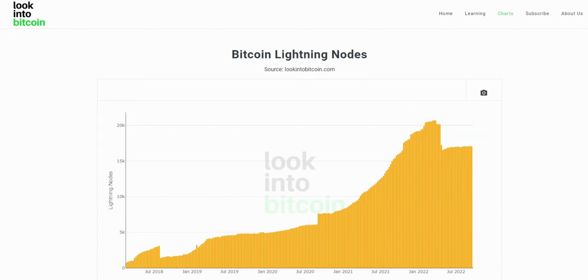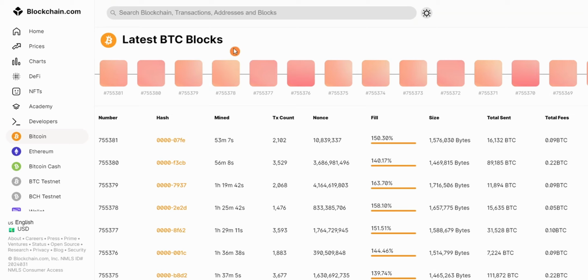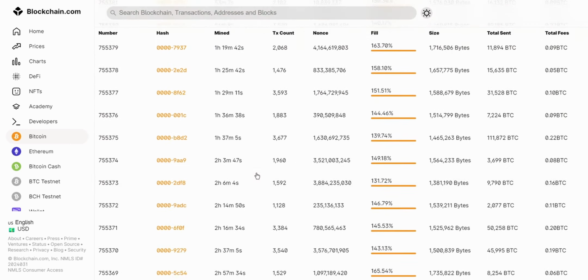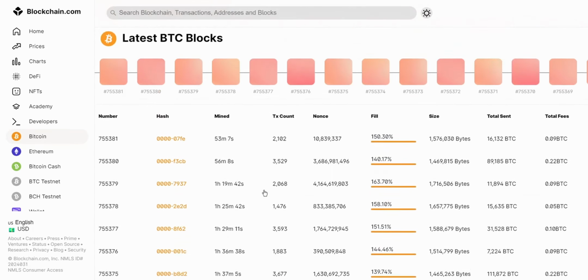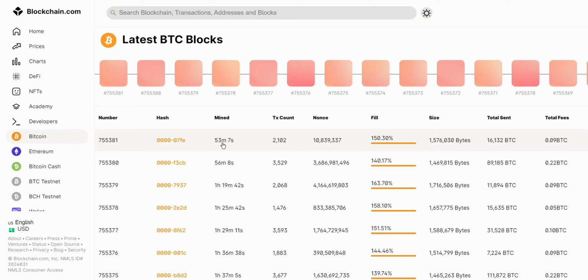So to better show this, I've actually loaded up the Bitcoin Blockchain Explorer. Now this is just showing us all the Bitcoin blocks that have come through, including all the transactions within them. So if we actually see, as I film this, the latest Bitcoin block actually came through 53 minutes ago. So if you have been waiting for a transaction to come through on the main Bitcoin network, you could have been waiting nearly an hour for your transaction to go through.